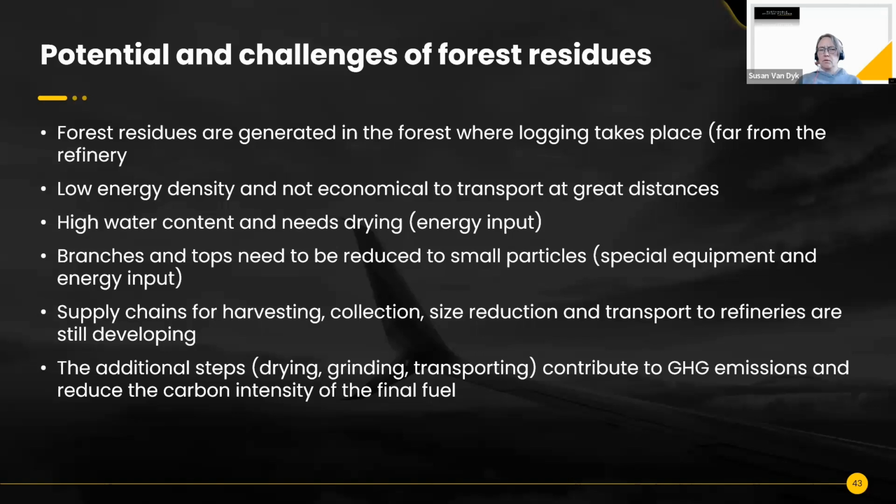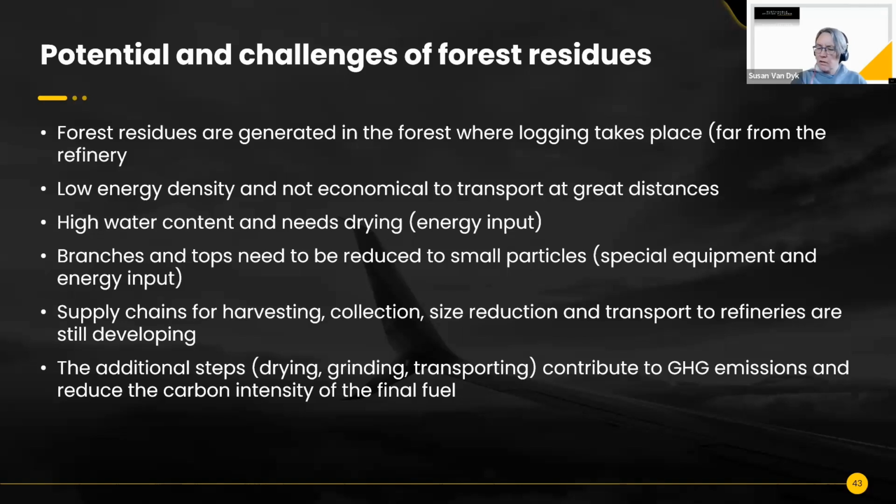The problem with forest residues is that they are generated in the forest where the logging takes place, and often this is very far from the refinery or other supply chains. It's a low energy density and not economical to transport. It's got a high water content, and it also needs drying, which has a requirement for energy input, and that increases the carbon intensity. It reduces the potential emission reduction.